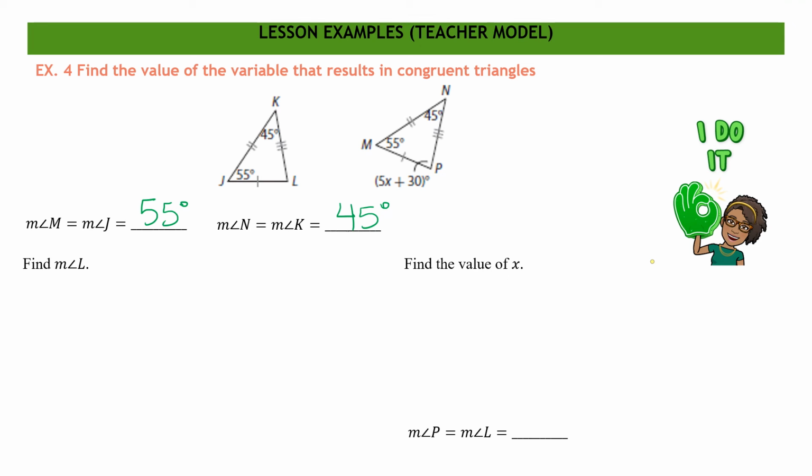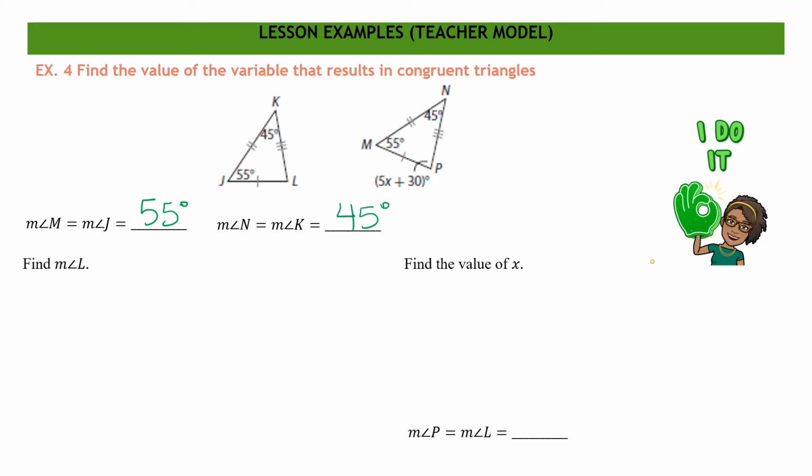And they want us to find the value of X, which is for angle P, 5x plus 30. But we can't do that until we determine the last angle that we have here in the first triangle. And that is to find angle L. So that would leave us saying that angle L and P are corresponding.